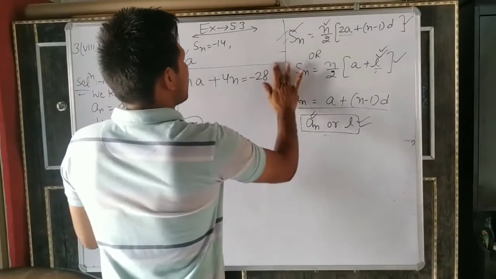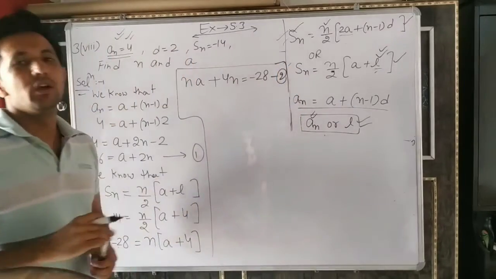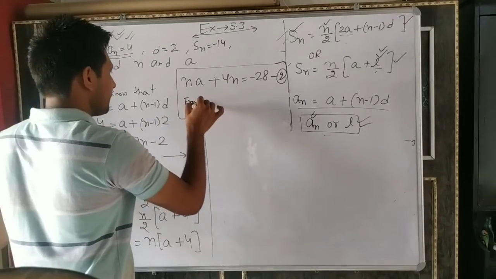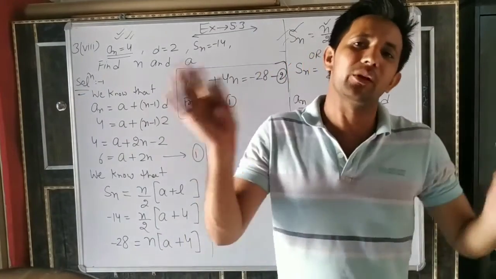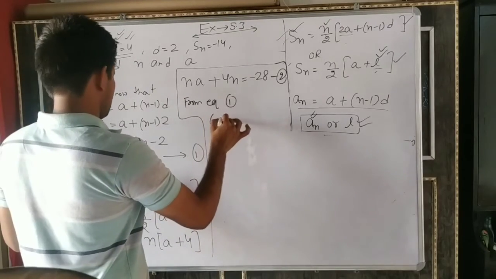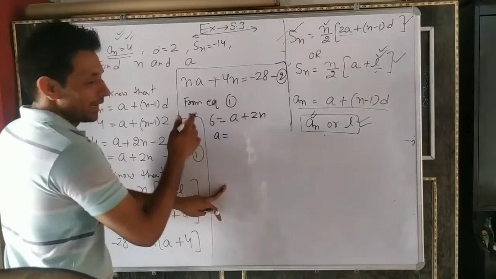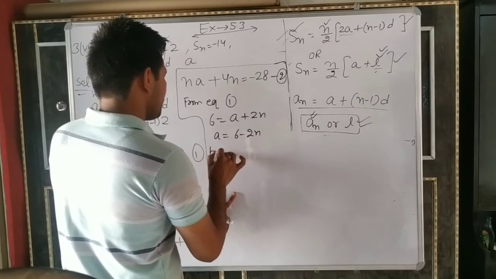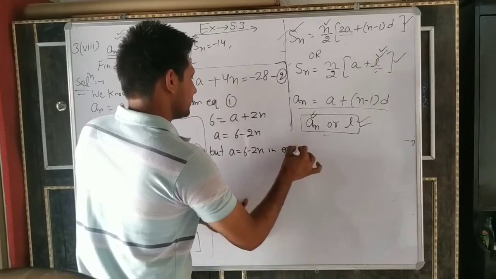In this case, we can use the elimination method or the substitution method. So from equation 1, we will find the value of one variable and put it in equation 2 by the substitution method. From equation 1, 6 equals A plus 2n. So the value of A is 6 minus 2n. Understand? So put A equal to 6 minus 2n in equation 2.